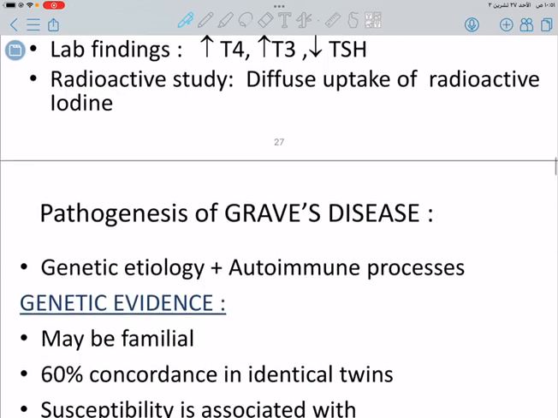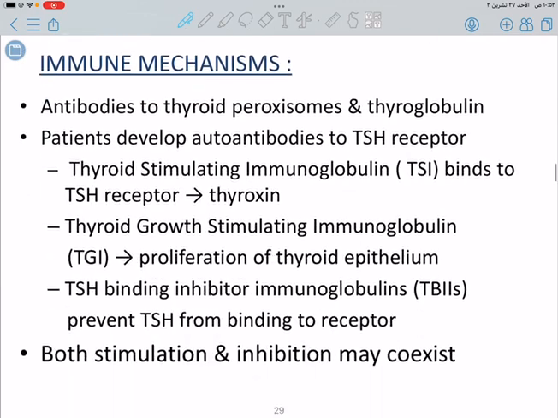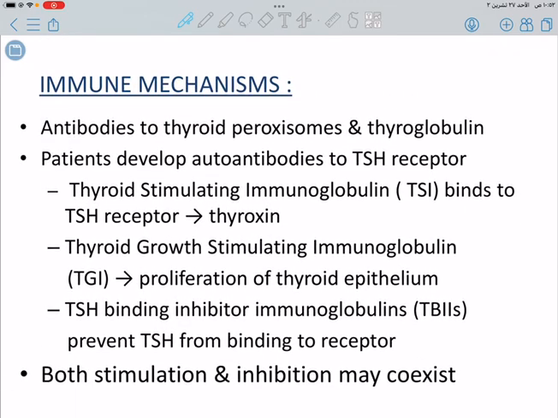Pathogenesis of Graves' disease: we said there is a genetic etiology and an autoimmune process. Genetic evidence: it may be familial. You see a very high concordance rate in identical twins, about 60%. Some genes, or HLA groups, are more susceptible to Graves' disease, HLA-B8 and DR3. Like all autoimmune diseases, it might coexist with another autoimmune disease, for example SLE, pernicious anemia, type 1 diabetes, and Addison's disease. Immune mechanism: as we said, there is production of autoantibodies to thyroid peroxidase and thyroglobulin.